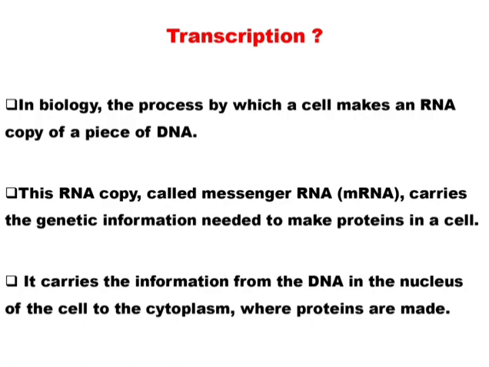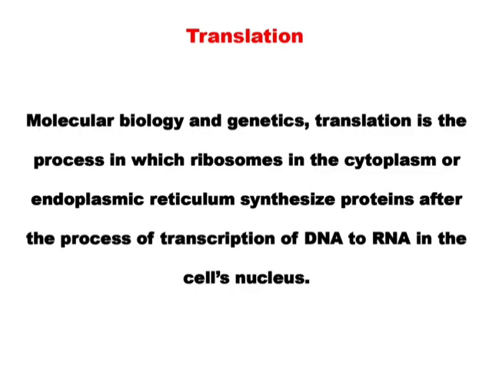What is translation? In molecular biology and genetics, translation is the process by which a ribosome in the cytoplasm or endoplasmic reticulum synthesizes a protein after the process of transcription of DNA to RNA in the cell's nucleus. So what happens here? The mRNA takes the coding from the nucleus through the DNA, comes out of the nucleus and goes to the ribosome, where the tRNA attracts. With the help of this tRNA, the coding is transferred from mRNA to tRNA and ribosomal RNA, and then particular proteins, amino acids, are synthesized, and proteins are synthesized according to the instructions received from the nucleus.